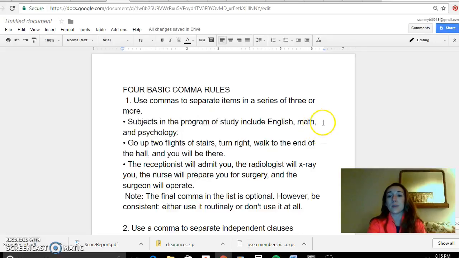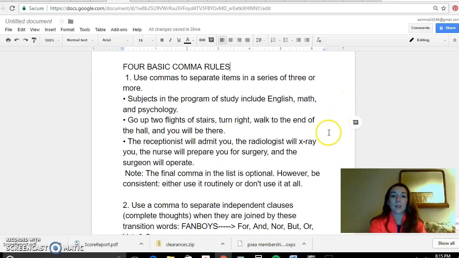Some people will say that you don't need this comma, but it definitely helps a reader understand that these 2 items here at the end are separated. So I suggest that you use that comma. Go up 2 flights of stairs, turn right, walk to the end of the hall, and you will be there. So we listed directions, so we need to use commas in between.